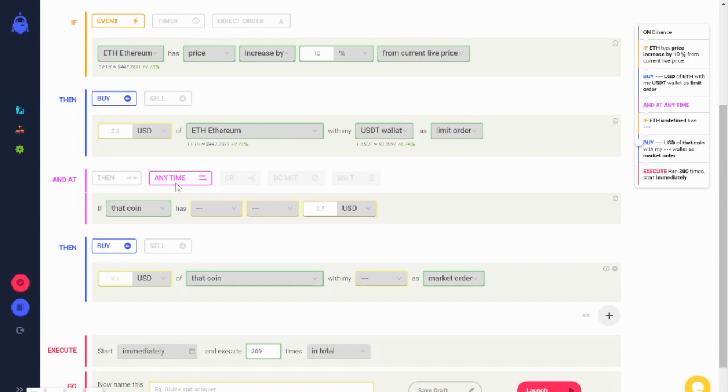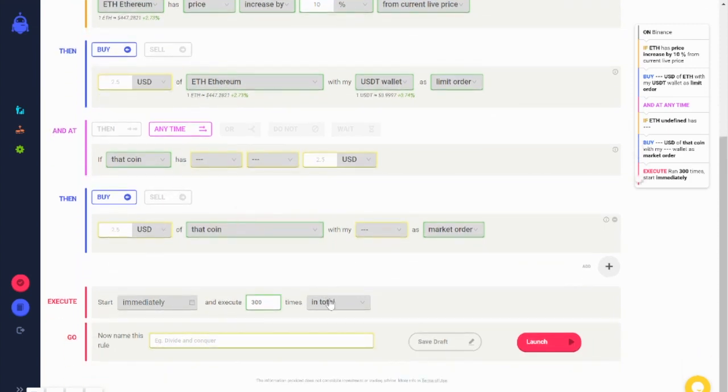And to have more control over the number of executions, we recommend using the no more than once option in the execute section, where you can specify how often you want the first part of the rule to actually execute. We can, for example, limit it to max once every day.